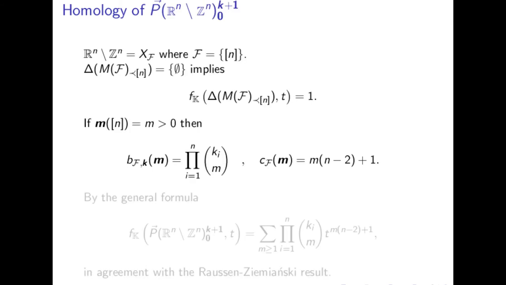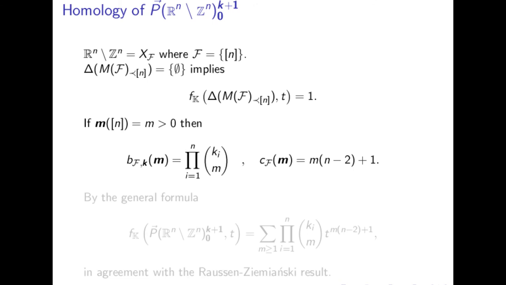Let's see one or two applications. First, let's go back to the Raussen-Ziemiański theorem. So in the Raussen-Ziemiański, you just take R^n, you remove all integer points, you want the homotopy type. Well, in this case, f is very simple. As we said, f is just the set n. Now, what is the order complex of all matchings less than n? Well, this is the empty complex.